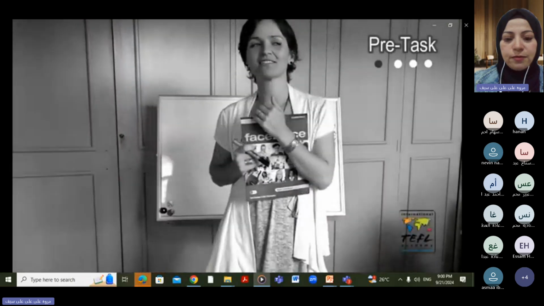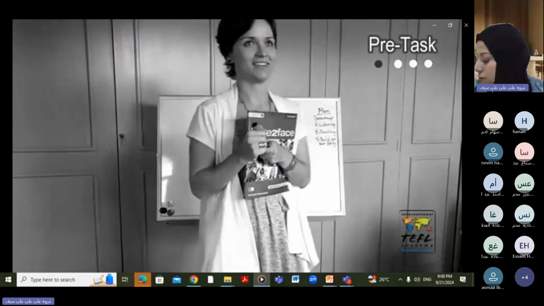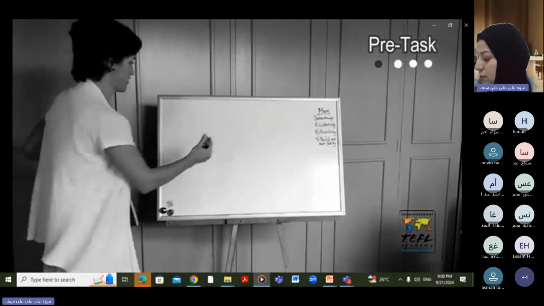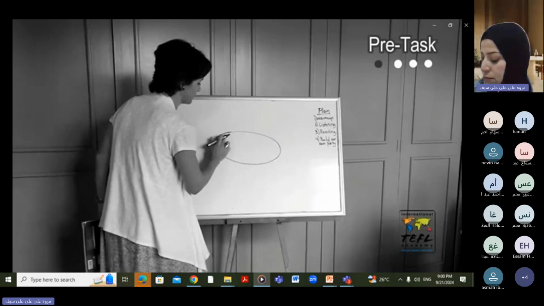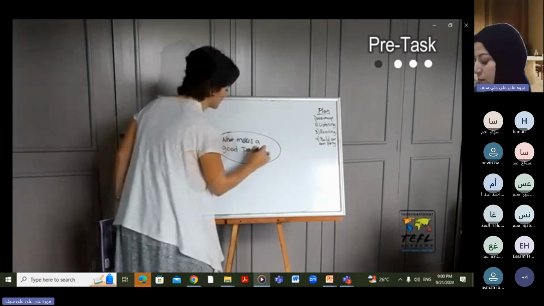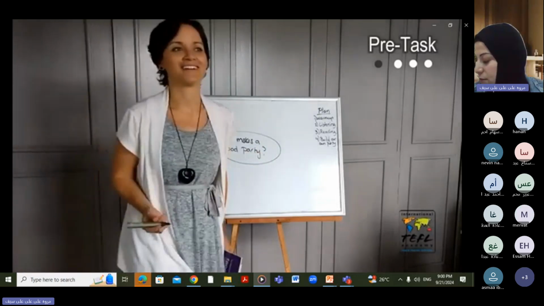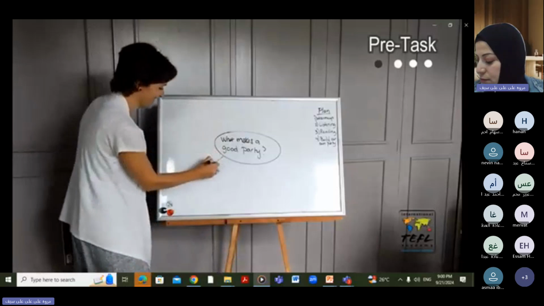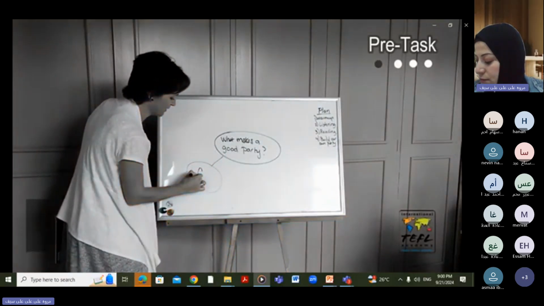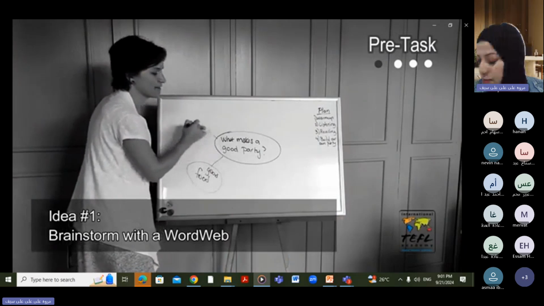Step 1 is the pre-task. The pre-task stage should mentally and linguistically prepare your students for the upcoming task ahead. There are many ways to do this. In this demo, I show you 3 ideas. Okay? What makes a good party? Jorge? Okay, okay. Uh-huh. Food. Idea number 1 would be the use of brainstorming with a word web.